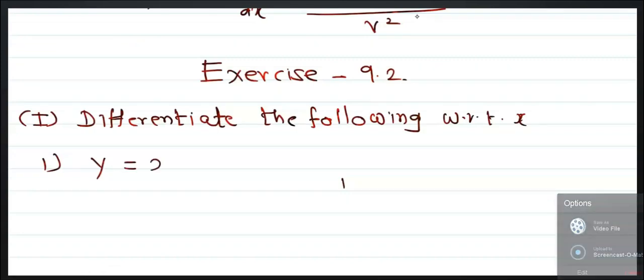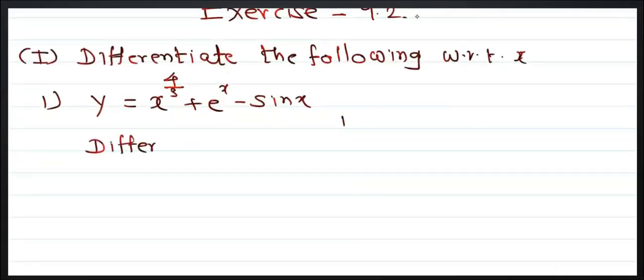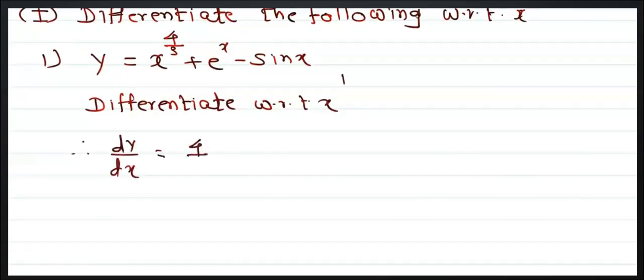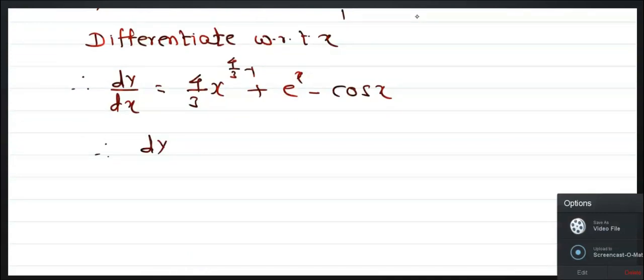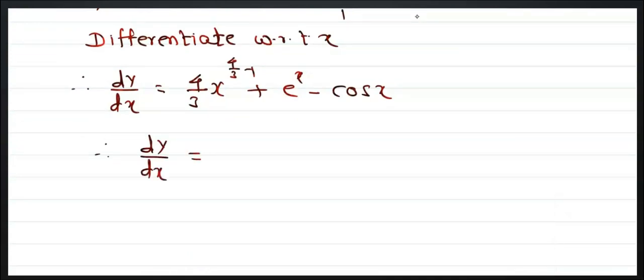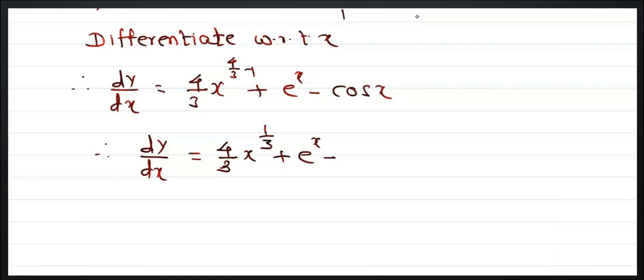Y is equals to x raised to 4 upon 3 plus e raised to x minus sin x. Differentiate with respect to x. Therefore, dy by dx is equals to 4 upon 3 x raised to 4 upon 3 minus 1. The derivative of e raised to x is e raised to x, and the derivative of sin of x is cos of x. Therefore, this can be written as dy by dx is equals to 4 upon 3 x raised to 1 upon 3, plus e raised to x minus cos x.